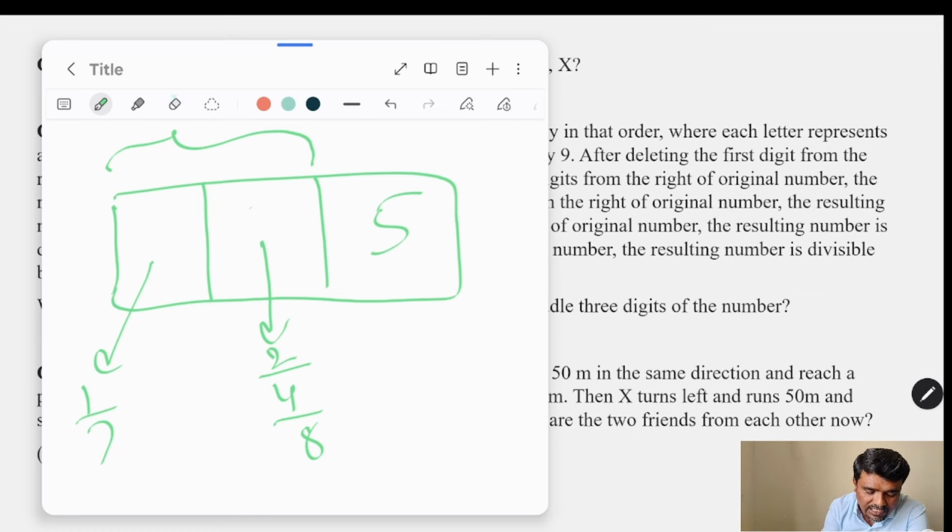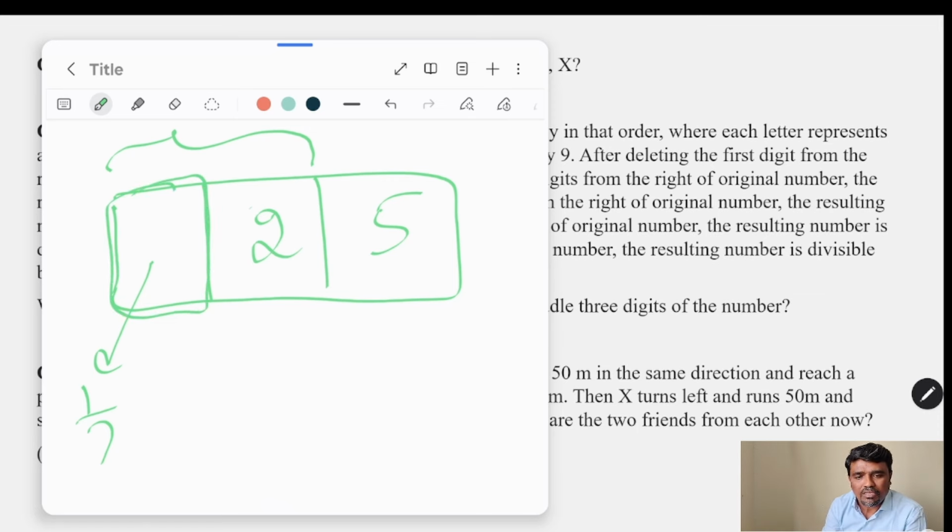So if it is 8, let me check it very fast. If it is 1, 18, not divisible by 4. If it is 7, 78, not divisible by 4. That means this box cannot be 8. So if it is 4, 14, no. 74, no. That means 4 is also not possible. So what is left? Only 2. That means I can fix this box with 2. Now I am left with this box having two possibilities, 1 or 7.